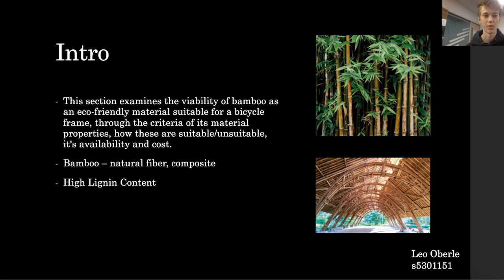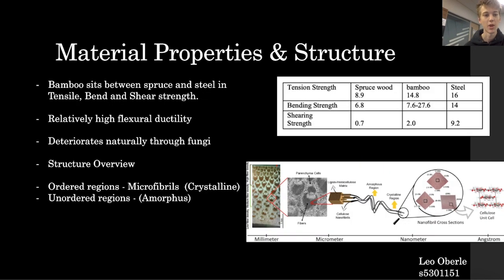Bamboo is a natural fiber, a composite consisting of cellulose microfibrils in a matrix of lignin and hemicellulose. Its particularly high lignin content, the macromolecule responsible for stiffness, compared with most other natural fibers, provides its desirable structural properties. So bamboo sits between spruce and steel in tensile, bend and shear strength. It has a high flexural ductility and deteriorates naturally, mostly through fungal decomposition.